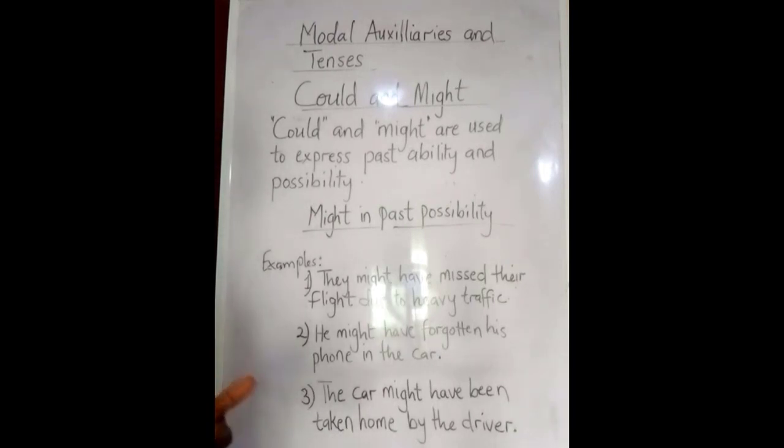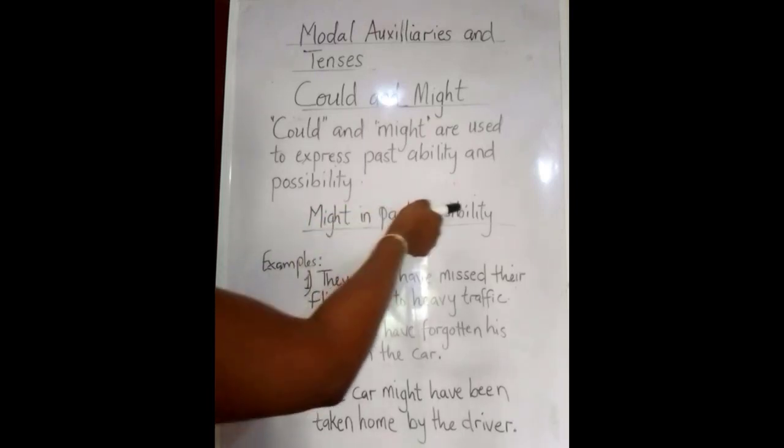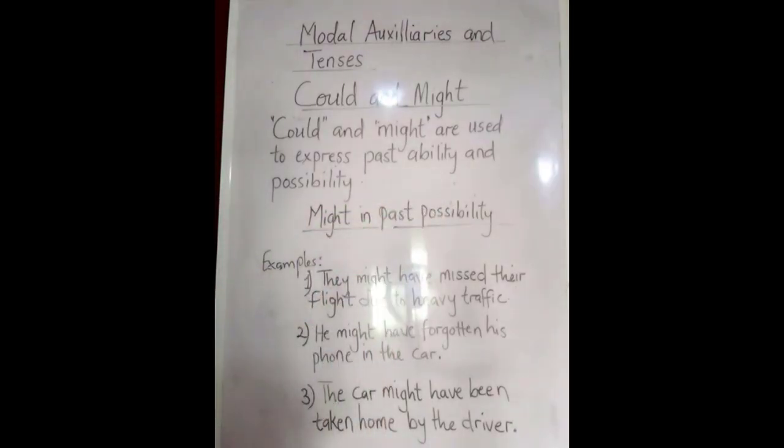Let me quickly state here before we move on. Might can also be used to express past ability, but it's seldom the case. It is hardly used. There are more common modal verbs that can be used to express past possibility, like could or was able to. Those are more commonly used than might. It can be used, but it's seldom used, and it's not really a straightforward thing. So we're just going to look at how might is used to express past possibility.